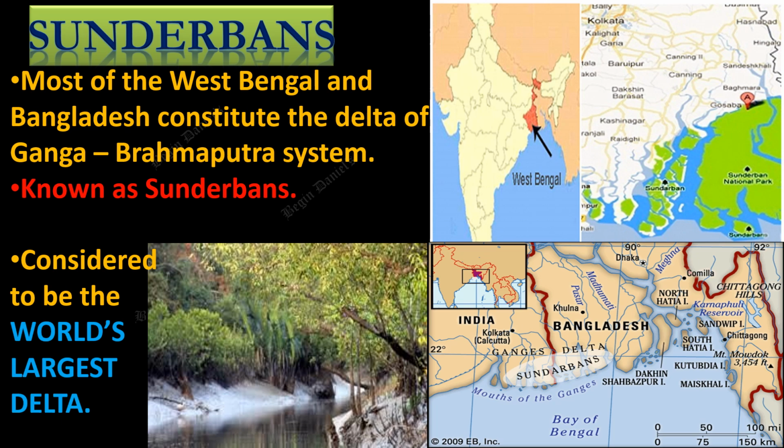Sundarbans. Most of West Bengal and Bangladesh constitute the delta of Ganga and Brahmaputra river system known as Sundarbans. This Sundarban is considered to be the world's largest delta region.